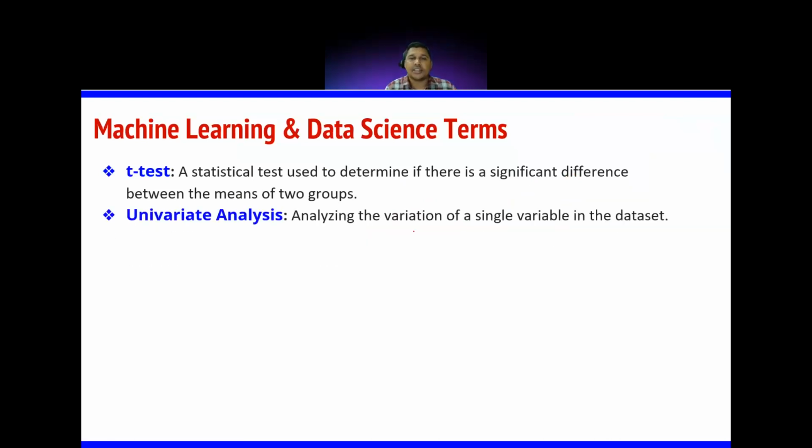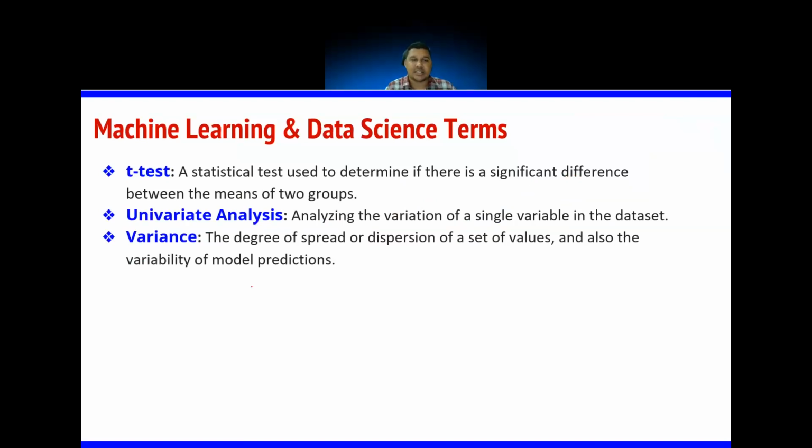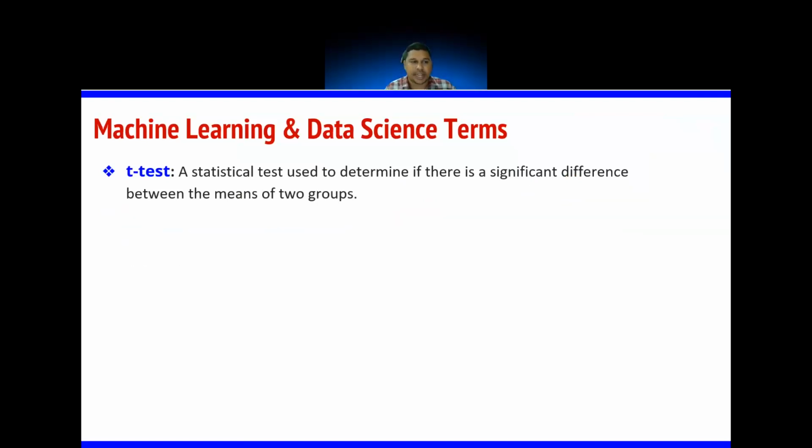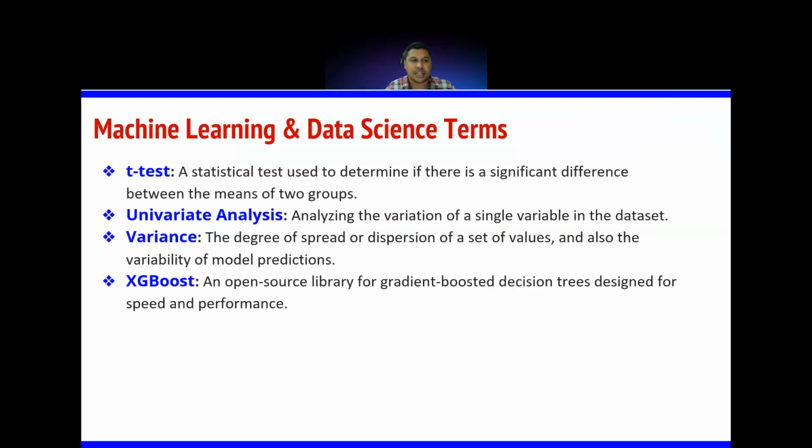Univariate analysis, analyzing the variation of a single variable. Multivariate we have also seen. Variance is repeated again. Yeah. XGBoost, there is no scope for this here, but since there is no term with X, we have included XGBoost. It's an open source library for gradient boosted decision trees. It is one technique, one ensemble technique.